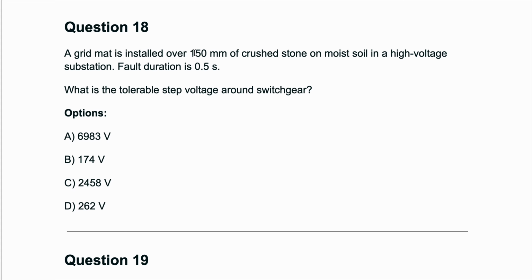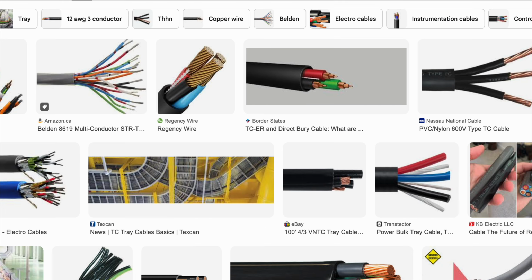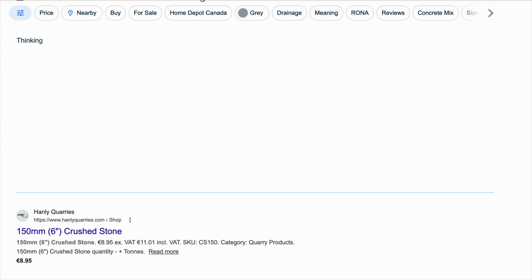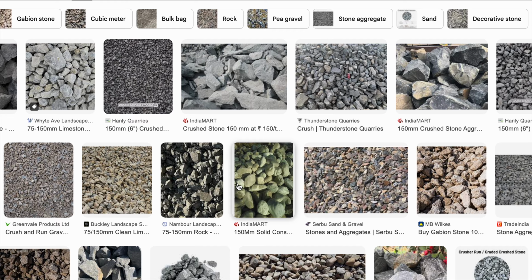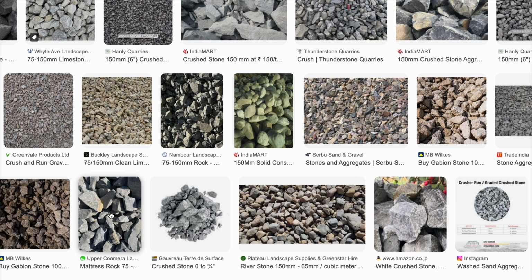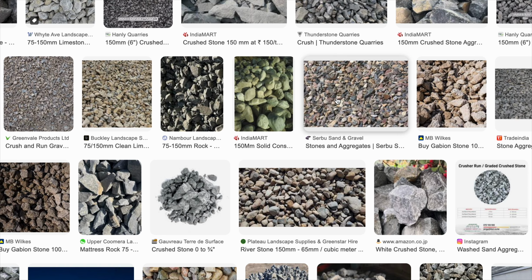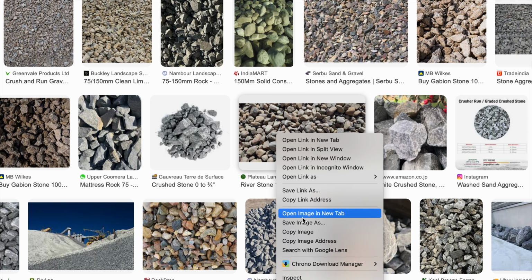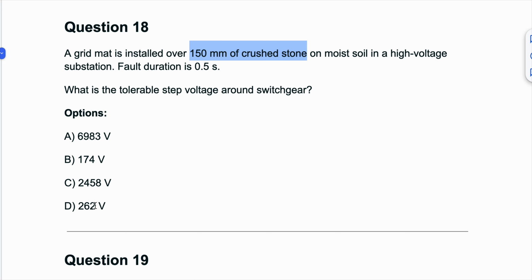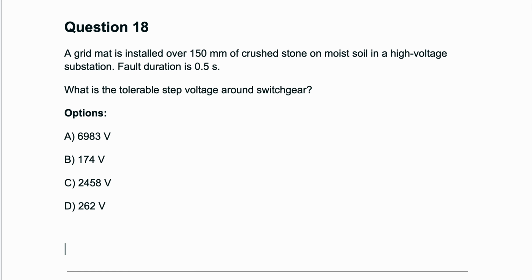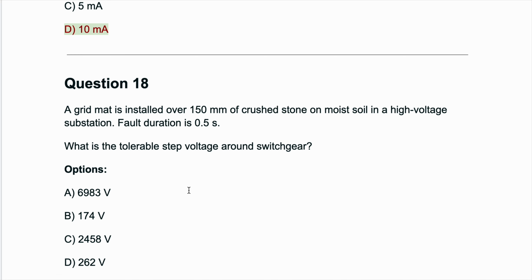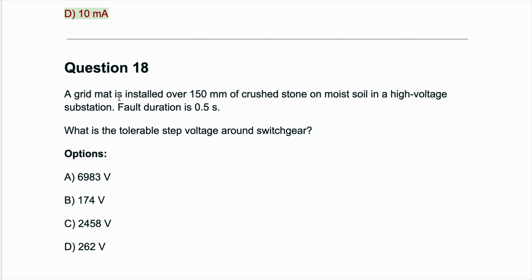Grid mat is installed over 150 mm of crushed stone. Okay, let's see what crushed stone is. 150 mm crushed stones. Most of the time we use these crushed stones in some high voltage stations, telecommunication stations, and power stations, because they make high resistance for the ground. It's good for the stations.